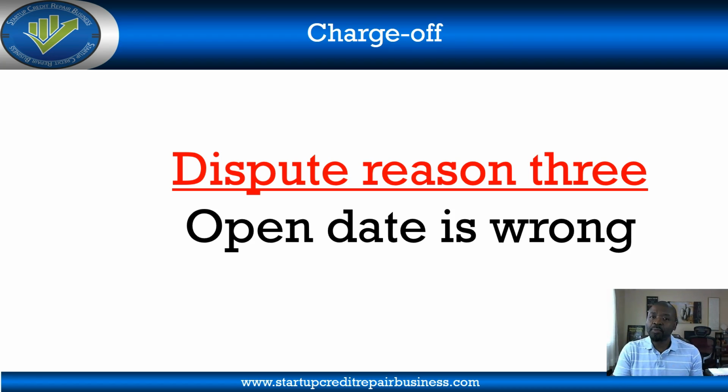So the Fair Credit Reporting Act states again that anything that's reported on a consumer's credit report has to be reported 100% correct. So not only can you dispute this with the credit bureaus, but you can also dispute it directly with the creditors, stating that, hey, look, you're not reporting this correctly. It's wrong. I didn't open this account on this date. I opened this account on that date. You either fix it or delete it off my credit report. These are some dispute reasons you can use.